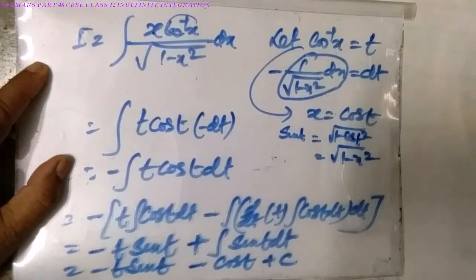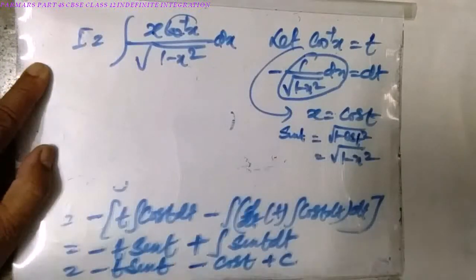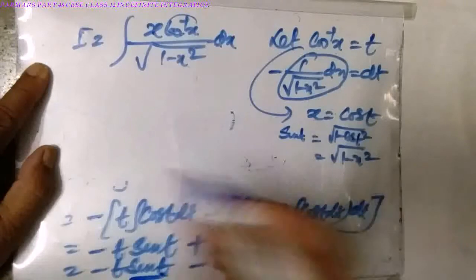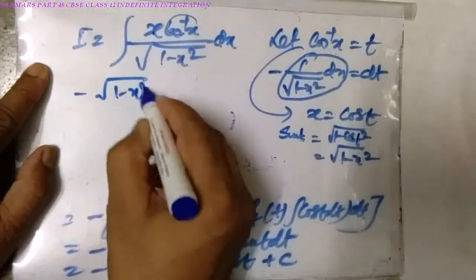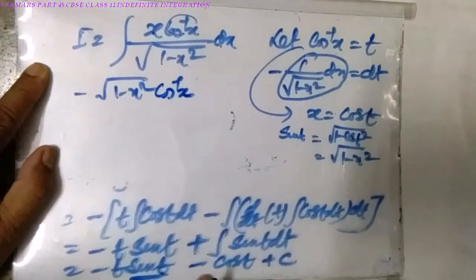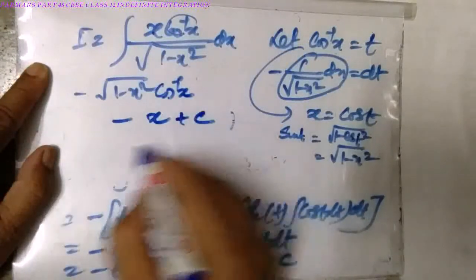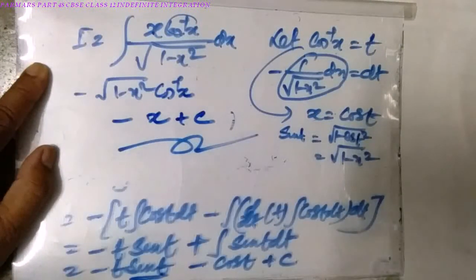So in the next part we just write down minus t sin t. In place of sin t it is root under 1 minus x square, in place of t it is cos inverse x, minus cos t is x, and plus c, where c is constant of integration, that is the answer. Okay, so here I have done three questions. Moving towards the next question, that is question number 10, sin inverse x whole square.